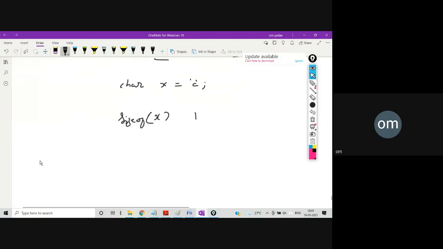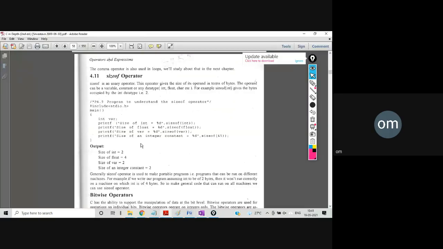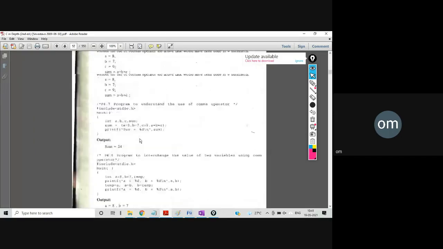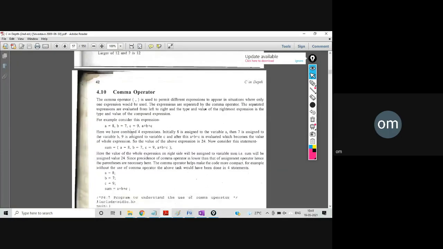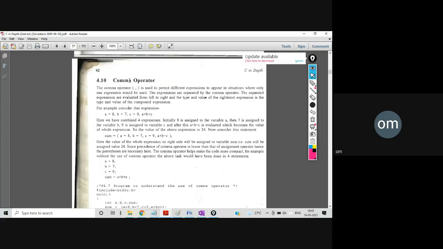Okay, and there is one more operator, that is the last one, the comma operator. So let me show you that. Yeah, it's the comma operator. In the comma operator, what it gives us, see, whenever, for example, let me show you.